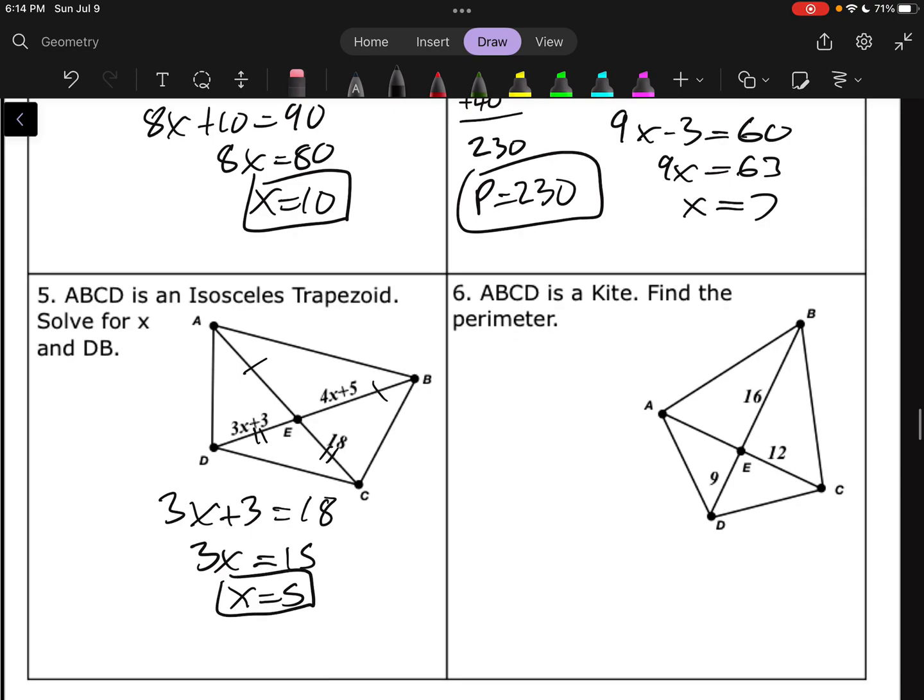And now we can plug back in and help find DB. So if x is 5, this is 18, this is 25, so DB needs to be 43.